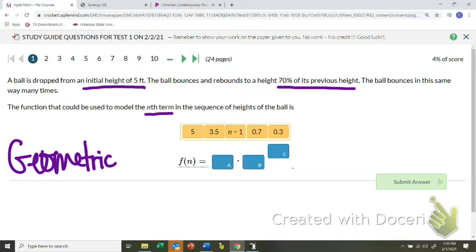So geometric. What comes first in a geometric sequence? What term? What's the only term you know? The first term times the common ratio. 0.7. Okay, yes. And then what goes at the top? N minus 1. N minus 1.